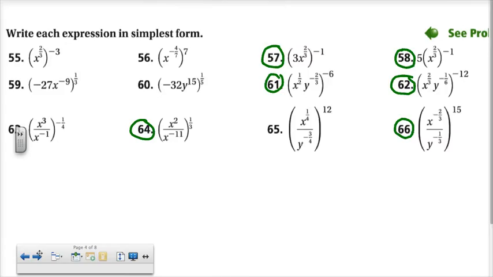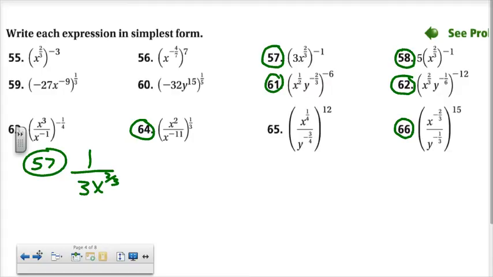So next problem here will be 57, and it says write each expression in simplest form. So things to notice. Got a negative exponent there. So that negative means everything's going to be the reciprocal. So I'm going to go ahead and put that on the bottom. Now the 3 that's down there, that's not a problem, but that x to the 2/3 is.